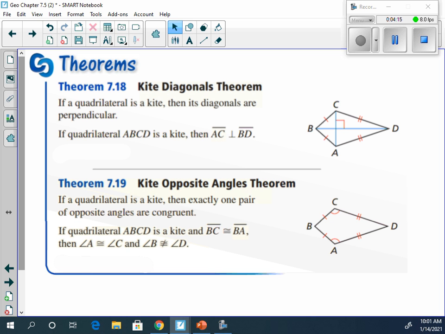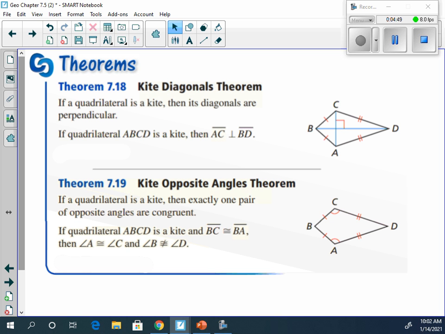Now, the first one, the kite diagonal theorem, 7.18. If a quadrilateral is a kite, then its diagonals are perpendicular. If it is a kite, then the diagonals are perpendicular. It means the diagonals intersect at what kind of angles? 90. They'll be right angles, because perpendicular means they intersect at right angles. So the diagonals of a kite are perpendicular. They form right angles.